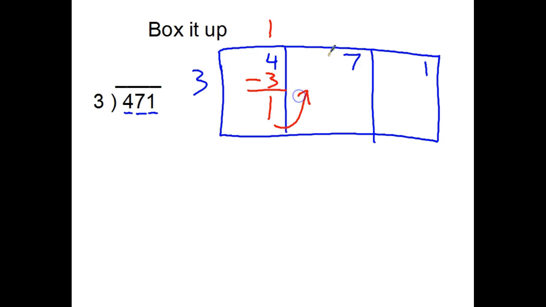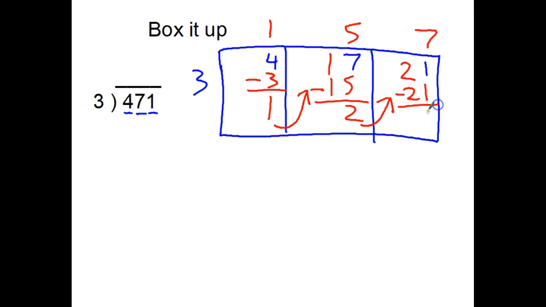Bring it up. How many 3's in 17? 6, 9, 12, 15, 18, 5. 5 times 3 is 15. When I subtract, I got a 2. Bring it up. 3, 6, 9, 12, 15, 18, 21. 7 of them, and it comes out nice and even. No remainder, so my answer is 157.